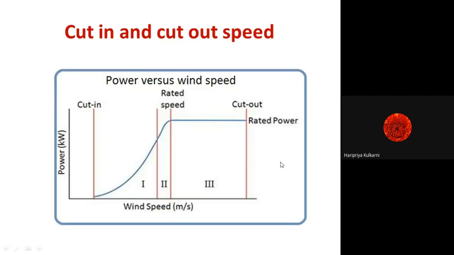Then this is the most important characteristics. Actually, at the start of the unit, we have studied a little bit about cut-in and cut-out speed. So see, this is power on the y-axis. On the x-axis, wind speed is given in meter per second. And this is the characteristics. The blue line shows the characteristics. Okay. So the characteristics is divided into three different sections, 1, 2, and 3.